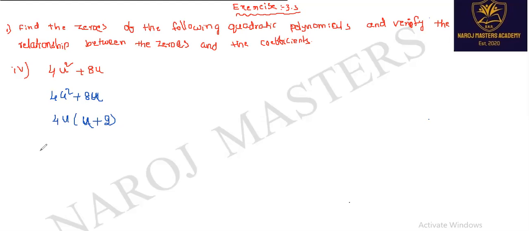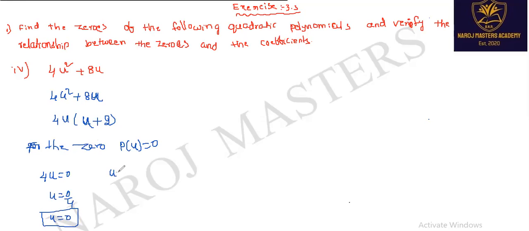Now for the zeros of the polynomial, p of u equal to 0. First make 4u equal to 0, then u equal to 0 by 4, that is u equal to 0. One is 0. And another is u plus 2 equal to 0, then u equal to minus 2. So these are the zeros of the polynomial. Alpha is equal to 0 and beta is equal to minus 2.